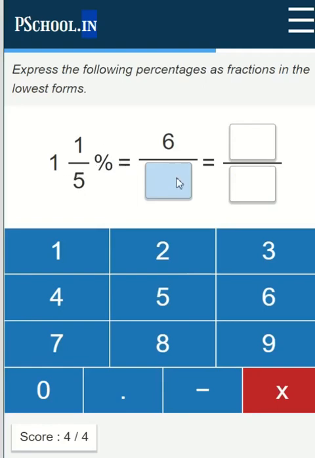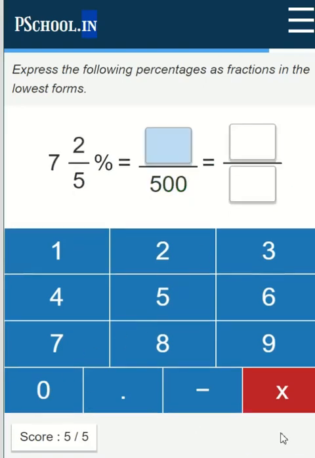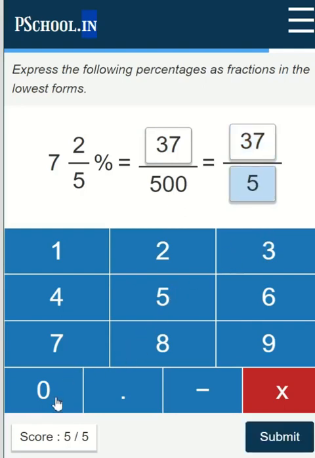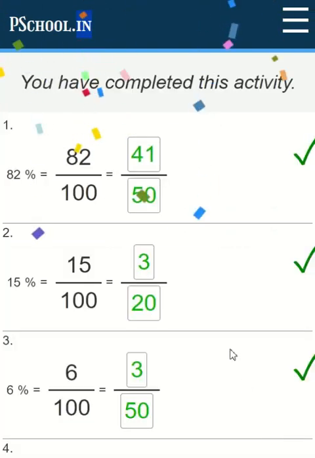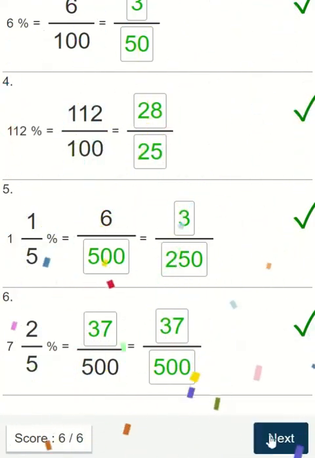This mixed fraction can be written as 6 by 5 into 100, so it has to be 500, and 2 is the common factor, so this becomes 3 by 250. Seven 5s are 35, 37. 37 is a prime number, so it doesn't have any factor, so we need to write it only as 37 by 500. So we have solved all the problems.